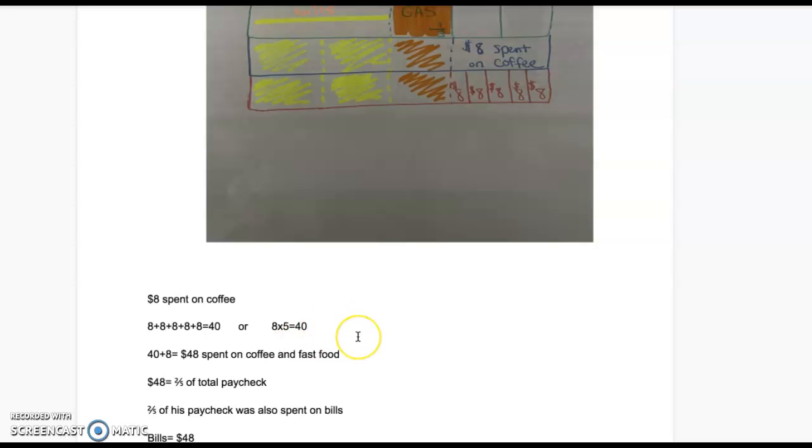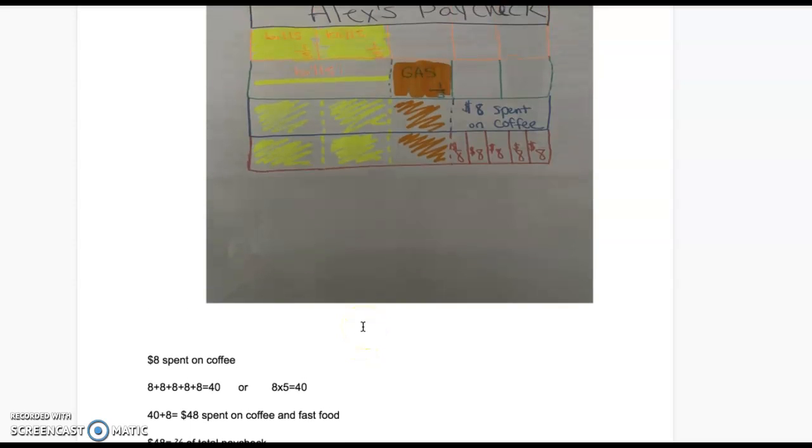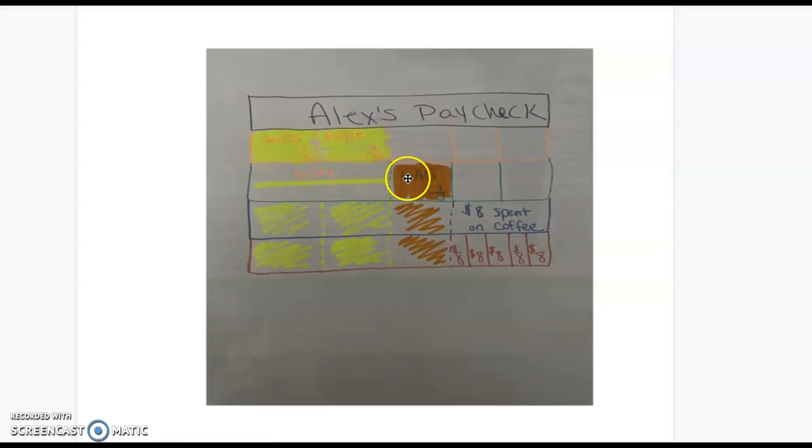So now we know that $48 was spent on coffee and fast food combined because we added $40 for the food plus $8 for the coffee to get a total of $48. This $48 represents 2/5 of the total paycheck. So here it shows 2/5.